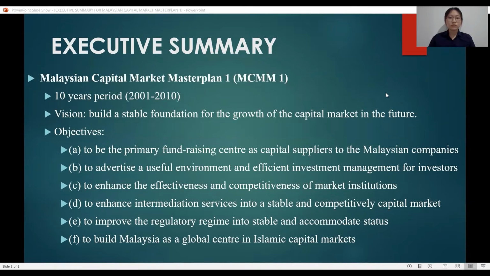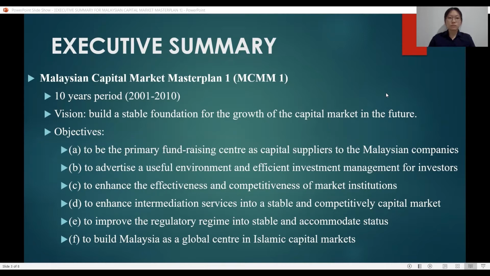For the first series of the Malaysian Capital Market Master Plan, it planned for a 10 year period from 2001 until 2010. It is aimed to build a stable foundation for the growth of the capital market in the future.